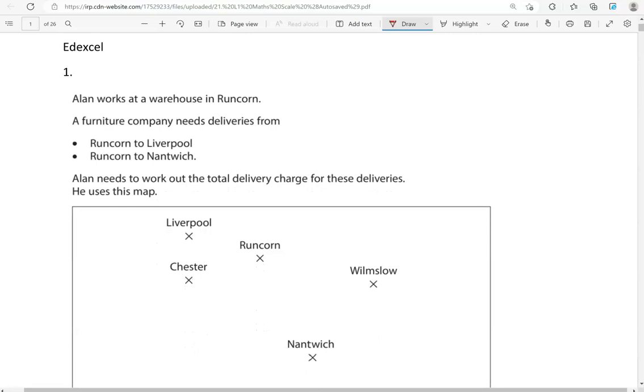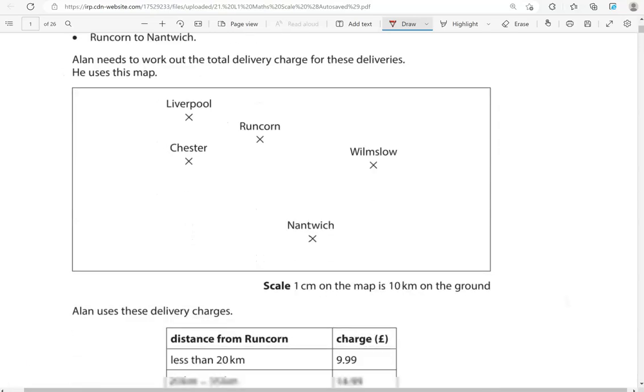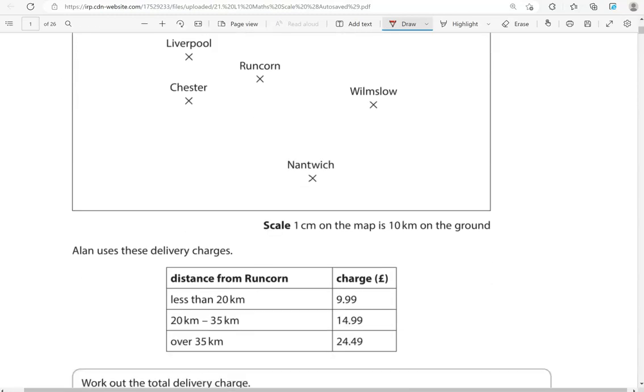Alan works at a warehouse in Runcorn. A furniture company needs deliveries from Runcorn to Liverpool, Runcorn to Nantwich. Alan needs to work out the total delivery charge for these deliveries. He uses this map. Got a scale, 1 centimetre on the map is 10 kilometres on the ground.